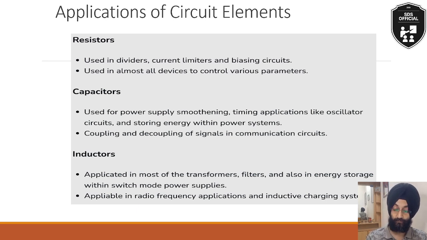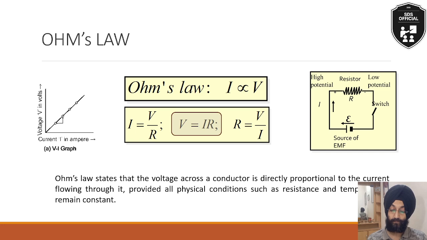So these are some applications. Resistors are used in potential dividers, current limiters, and biasing circuits. Capacitors are used for power supply smoothing, and I have also already said they are used as filters. And inductors are applied in most transformers, filters also, and they are also used in radio frequency applications.